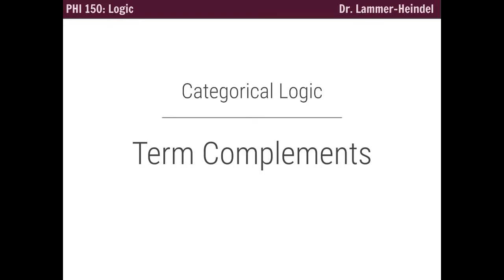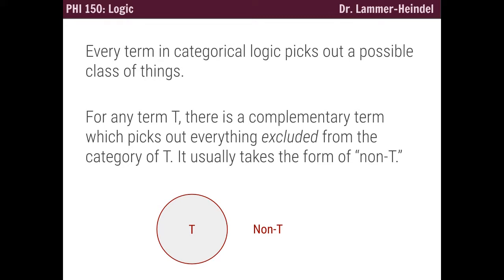In this lesson, I'm going to explain the concept of a term complement, which is a key concept in categorical logic that we will have to deploy when making certain kinds of immediate inferences. If you think about what we've already learned, you should recognize that every term in categorical logic designates a possible class of things. That's why we said that we have to convert verbs, verb phrases, adjectives, adjectival phrases, proper nouns, and so forth into common nouns, or what we call category terms. This is because only a common noun or a category term designates a class of possible things.